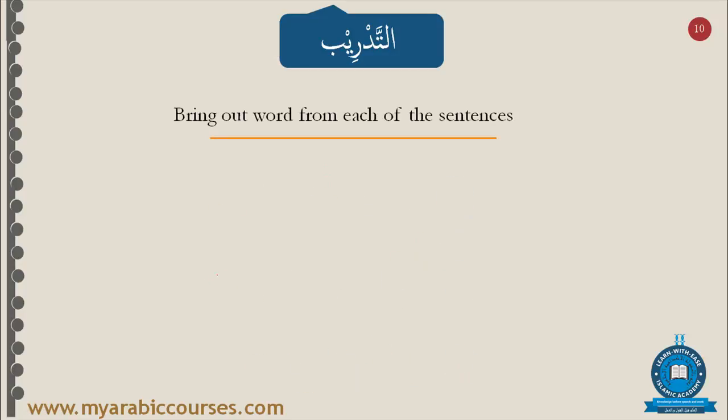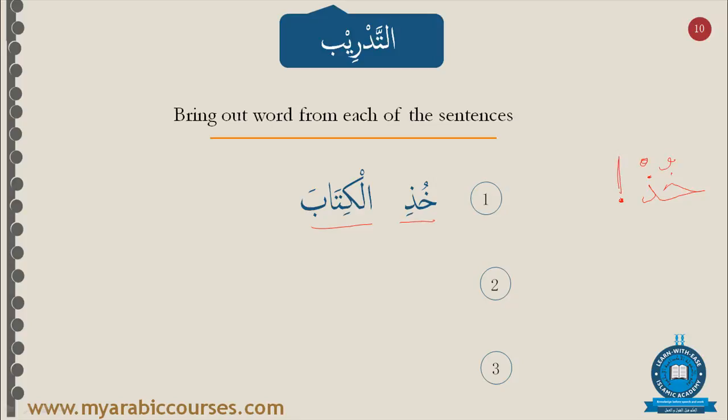Let's give another tadrib, another exercise. Bring out a word from each of the sentences. I say khudh al-kitab. Khudh al-kitab means take the book. Anytime you want to tell somebody to take something, you say khudh. Khudh means take. So I'm having take the book here.